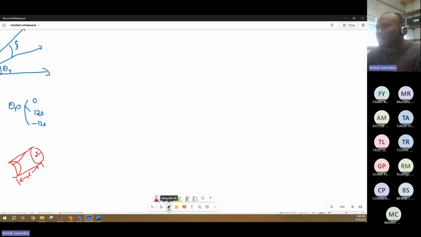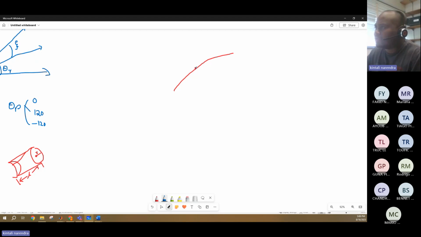Now, for a simple discussion, imagine you have a road which has some small bend. Imagine this is your road, and at a given point on the road, this is the center of mass, like the center of mass of your vehicle. Now, what happens? The road is at an angle.